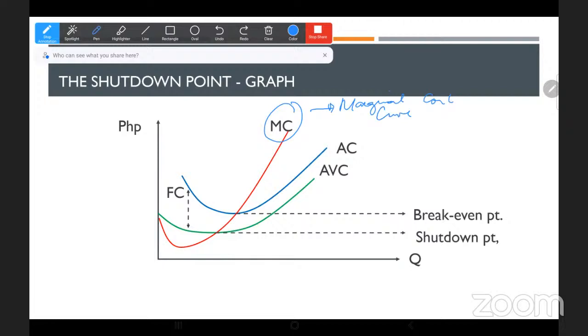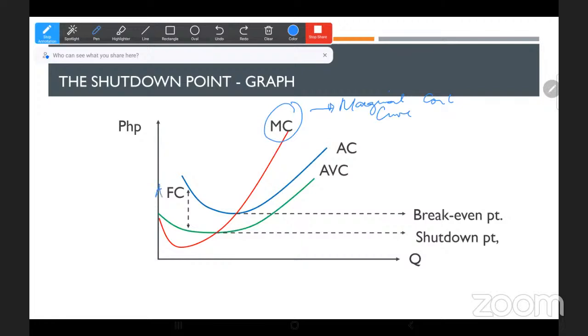How was this derived? By looking at the table again, the table that we had earlier, and calculating the additional cost when you increase production by 1. Then you have the average cost curve, and then the average variable cost. Also, the difference between the two is the fixed cost, the average fixed cost.